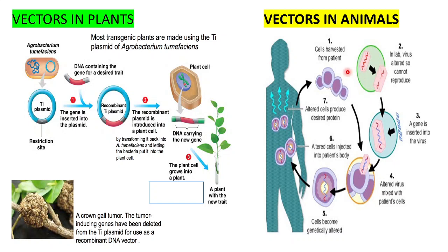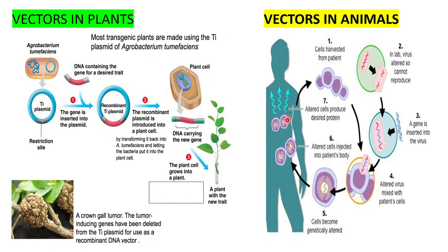So here, what is done? For the vectors in animals, first the cells are harvested from the patient. Patient means here this is usually used as a therapy, that means to treat diseases, because in animals we usually don't desire a new trait. In some animals it is desired, but mostly in humans, here we are taking the example of humans, it is usually used as a treatment for some diseases, genetic disorders.